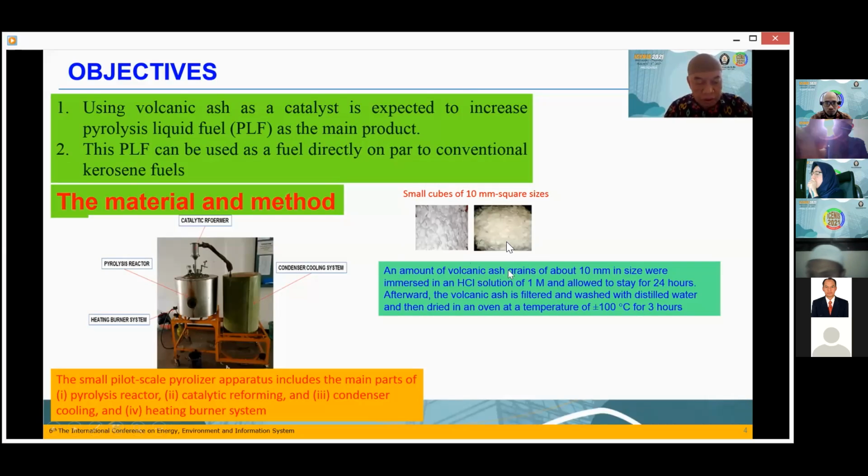Using volcanic ash as a catalyst is effective to increase the quality and the quantity of pyrolysis liquid fuel as the main product of this pyrolysis. The physical and combustion properties of pyrolysis liquid fuel produced from styrofoam plastic waste were characterized on a par with commercial kerosene.